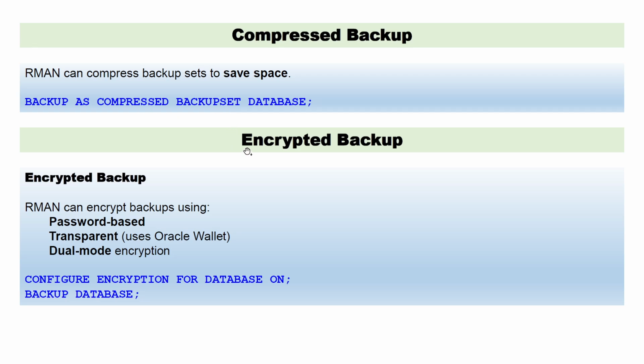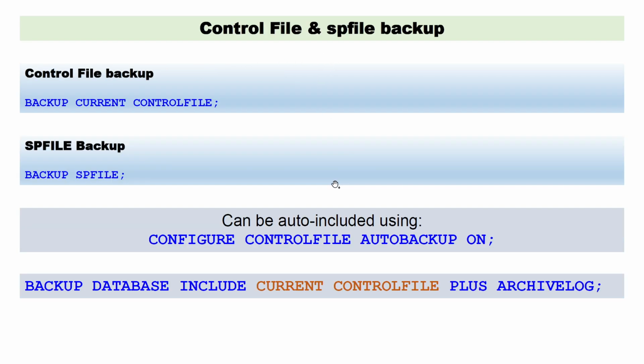RMAN can also take encrypted backups. Encrypted backups can be password based. Transparent uses Oracle Wallet. Dual mode uses a password as well as the transparent Oracle Wallet. So you will say CONFIGURE ENCRYPTION FOR DATABASE ON, and when you run the backup database command, if the encryption has been set up and the wallet is open, it will take the transparent backup, which will be an encrypted backup. So RMAN can take the compressed backup, and it can take the encrypted backup.